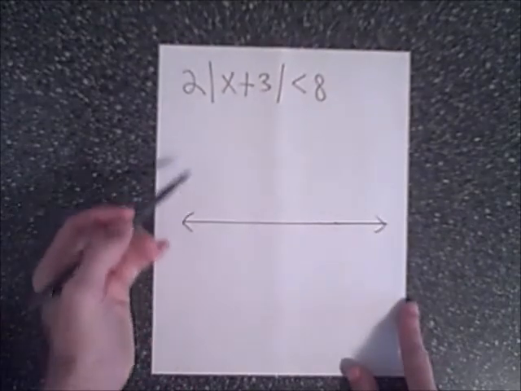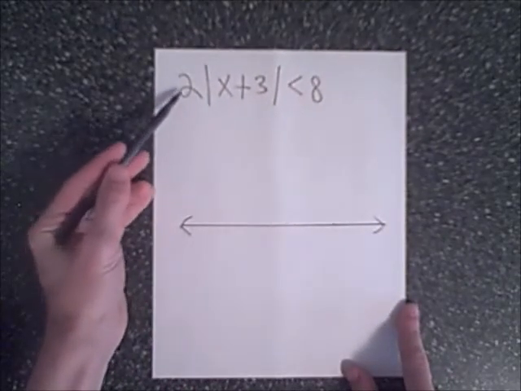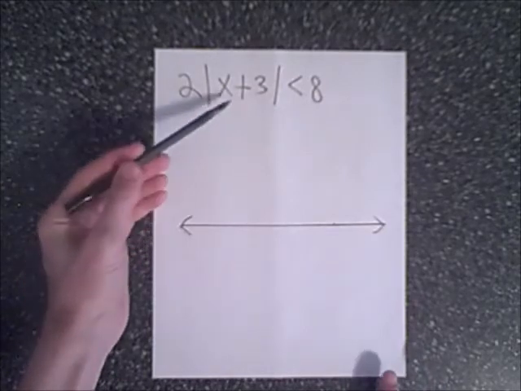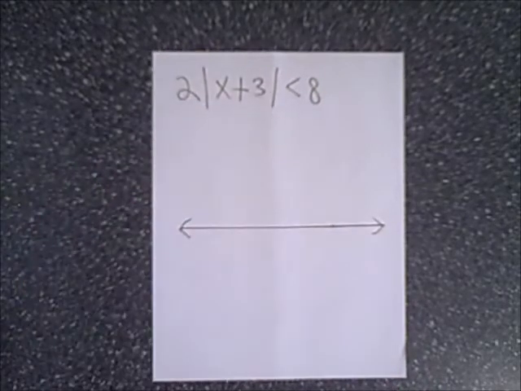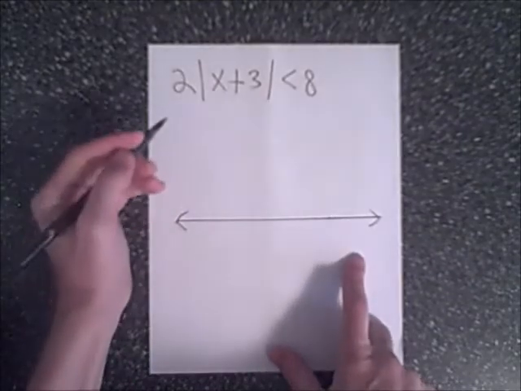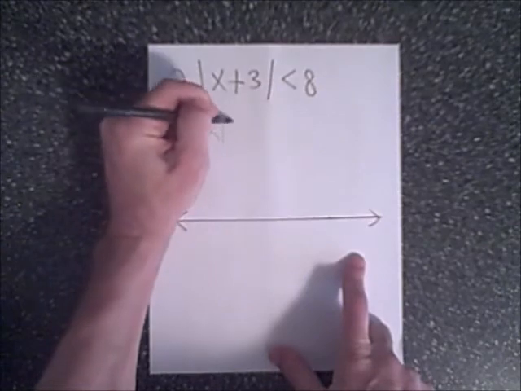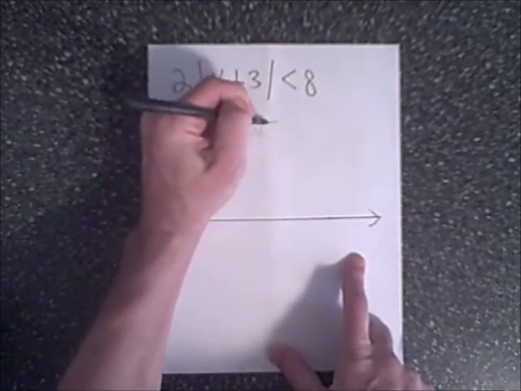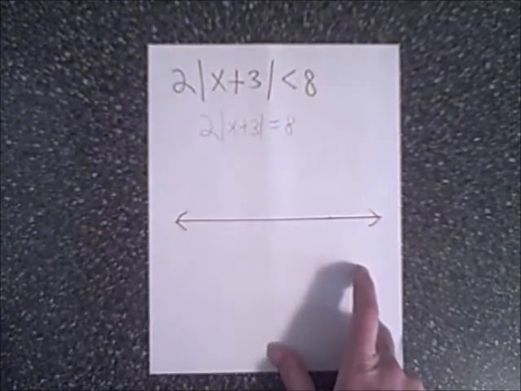Okay, let's take a look at this one. We want to graph 2 times the absolute value of x plus 3 less than 8. And again, I like to stick to the plan of first establishing what our critical values are. So let's solve for this. We're going to have 2 times the absolute value of x plus 3, and I'm going to set it equal to 8. We'll come back to the less than later.